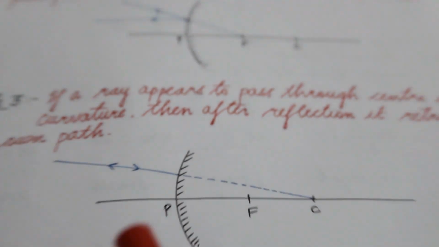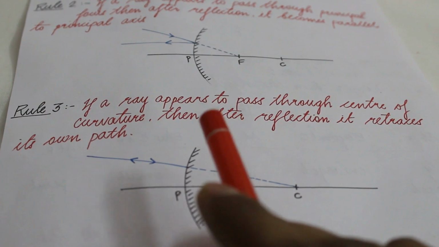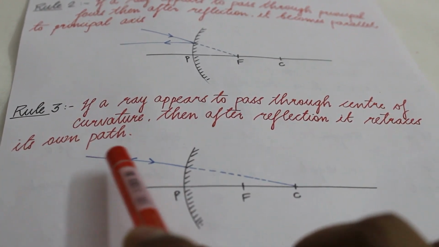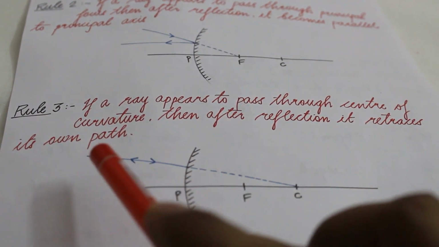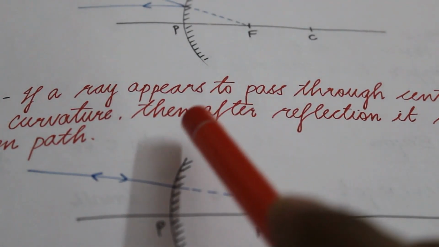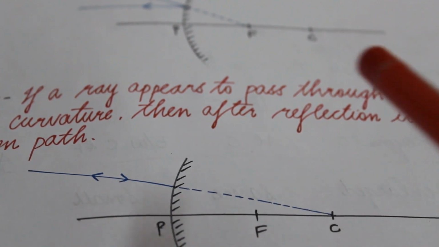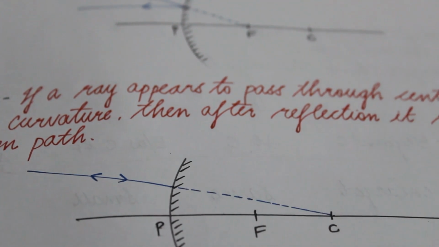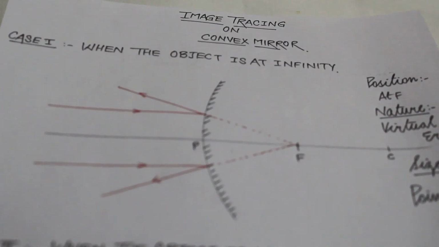The third rule, if a ray appears to pass through the center of curvature, then after reflection it retraces its own path. If a ray is striking the mirror such that if the mirror wasn't there, it would have passed through the center of curvature, then the light will get reflected back along its own path. Using the three rules, we'll study image tracing on convex mirror.